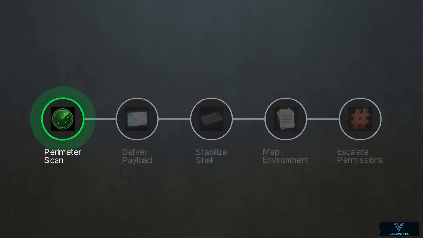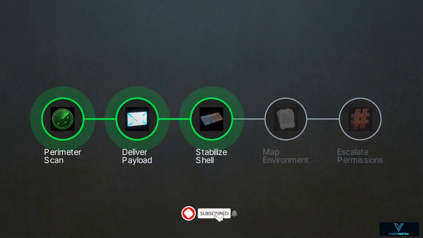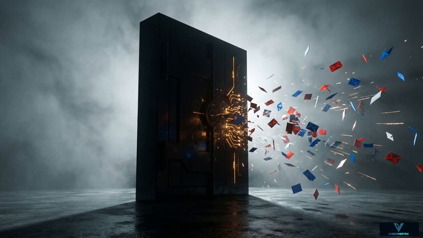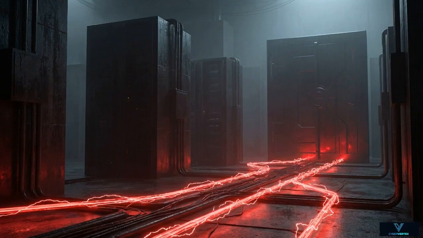The attacker scanned the perimeter, delivered a payload, stabilized a fragile reverse shell, mapped the internal environment, and finally abused a misconfigured utility to escalate their permissions. A hardened external firewall keeps out the noise, but network security is only as strong as its internal architecture. If a system blindly trusts its own components, an attacker only needs to get inside once to take the entire network.